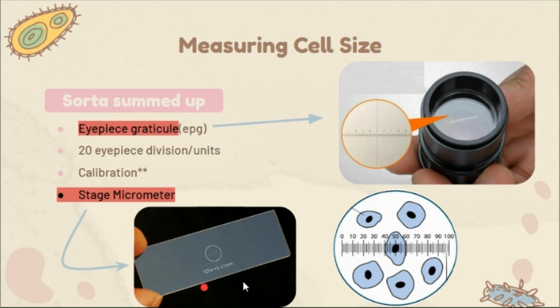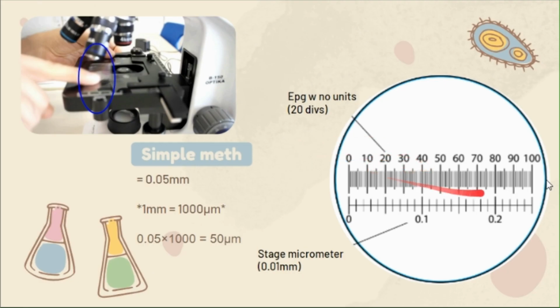When you place the stage micrometer and view it with the EPG, you'll be able to see both scales, right? Scale here and scale here. And it'll look a little something like this after adjusting the stage micrometer to the right place. From here onwards is somewhat simple math for some.